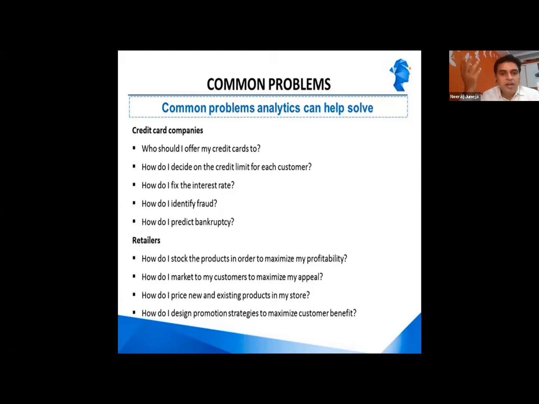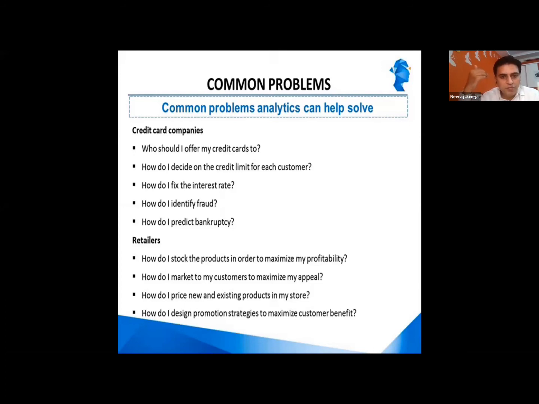How do I identify fraud? How to identify fraud before it actually happens? That is the main motive, right? Because when the fraud happens, it is of no use to identify the reasons why it happened. Rather, we should be able to predict when it is going to happen, right? And how do I predict bankruptcy so that credit card companies are well aware beforehand, right?